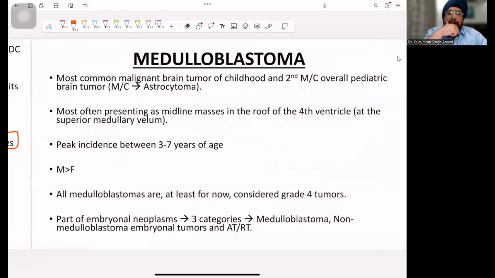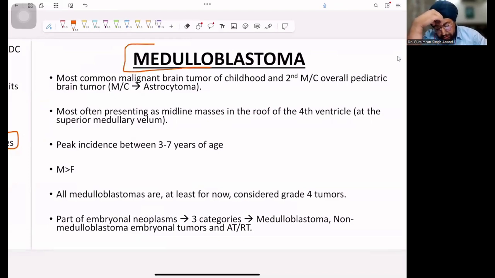Let us discuss in detail about the medulloblastoma. Then we'll discuss about the differentials, how to differentiate those differentials, and we'll end the class by having an approach to the posterior fossa tumors, a simplified basic approach to the posterior fossa tumors.